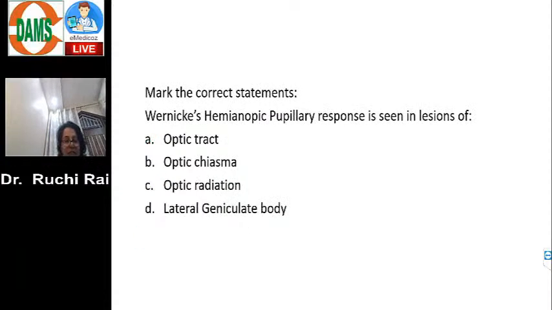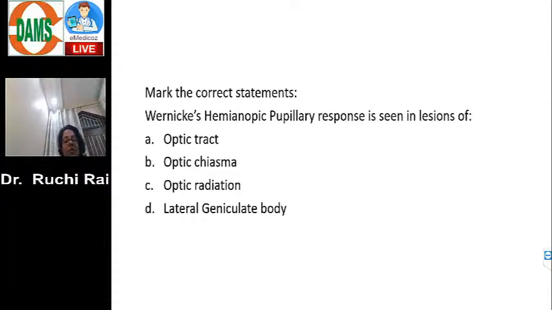Then you all leave. Not like this. So, mark the correct statement. Wernicke's hemianopic pupillary response. Have you read it? Is seen in lesions of. Quickly, Wernicke's hemianopic pupil is a feature of. What is the answer? Sheetal, you told C as the answer? Okay, AC is already done.